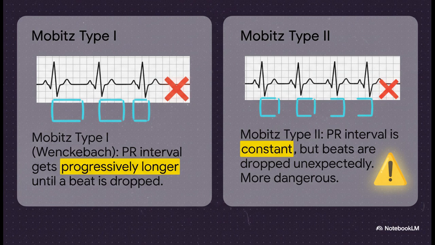But then you have Mobitz type 2. Here, the signal speed is totally consistent until it just suddenly fails, out of nowhere. No warning at all. And that, as you can imagine, makes it much more dangerous.